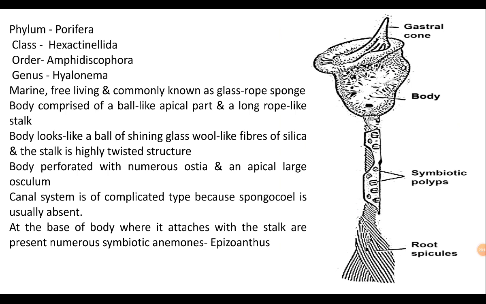Hyalonema. The systematic position of Hyalonema is phylum Porifera. It belongs to class Hexactinellida, order Amphidiscophora. It is a marine deep sea sponge and it is commonly called the glass rope sponge. It is one of the commonest hexactinellid sponges, which is found distributed worldwide. The body shows variability in form but is usually rounded or oval and radially symmetrical, and it superficially looks like a ball of glass wool with projecting tufts of glassy spicules.